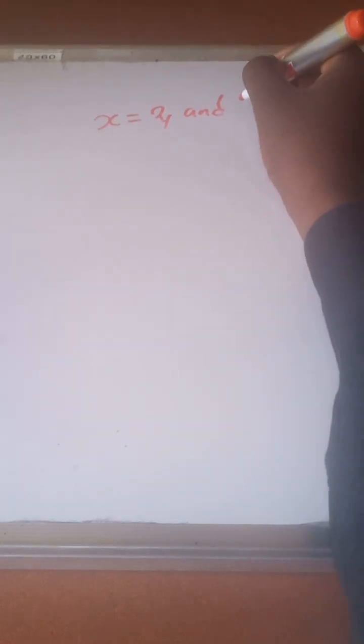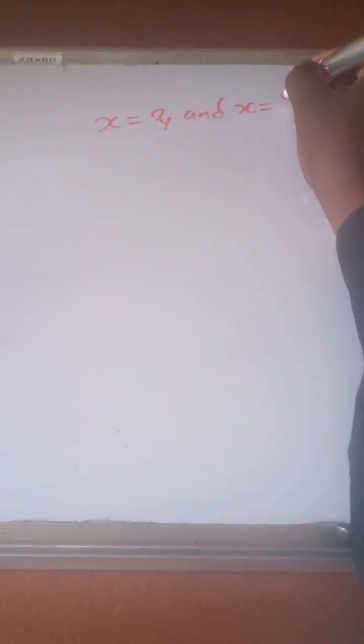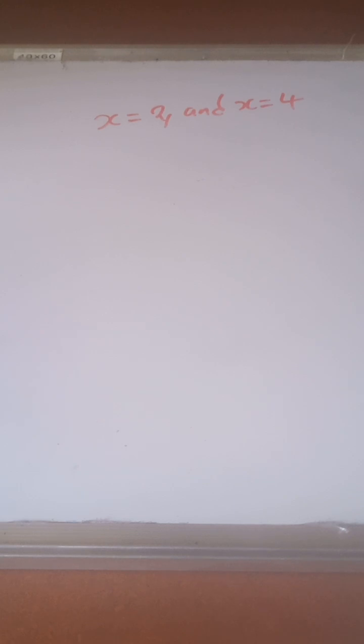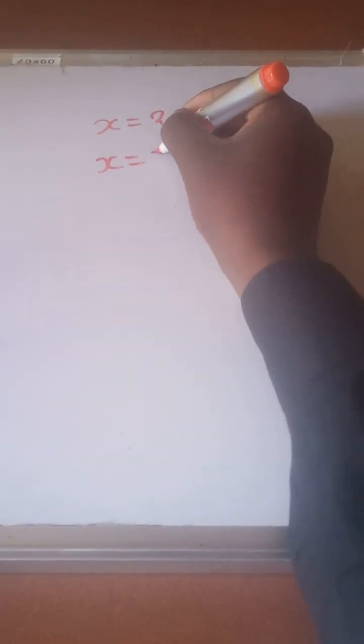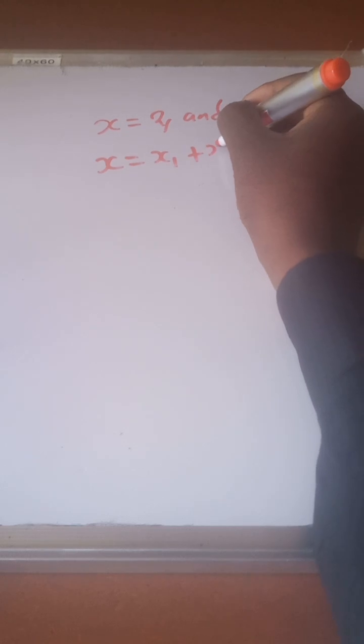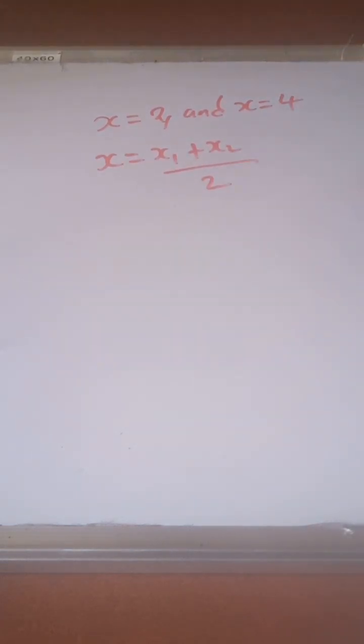So, since I'm looking for the turning points, since I already have got two numbers, x is equal to positive 2 and x is equal to 4, those which I got. If I want to find the turning point of x, this is what you do. You say x is equal to x1 plus x2 over 2. This is the formula for turning points. This is question B.